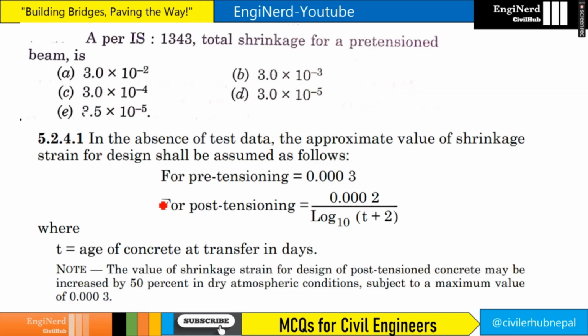As per IS 1343, the total shrinkage for a pre-tension beam is 3 into 10 to the power minus 4, right? So option number C is our answer. So you can see here 0.0003.